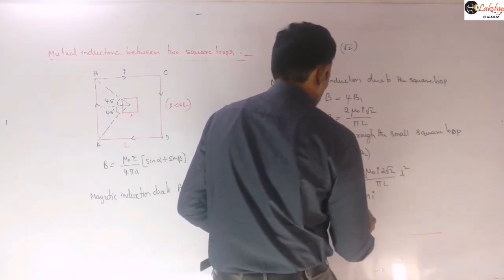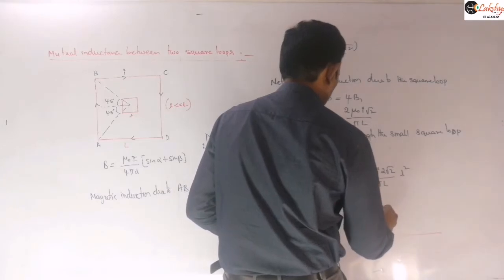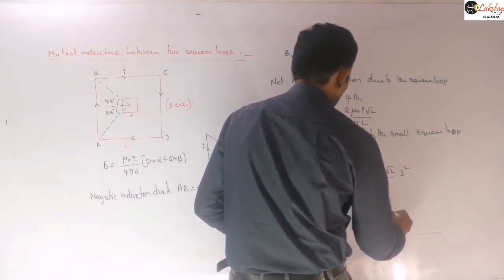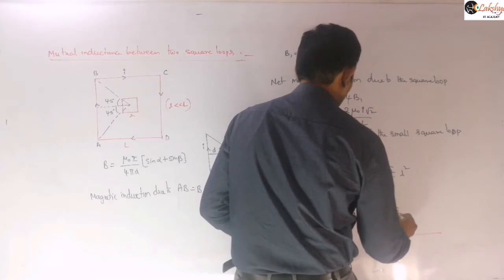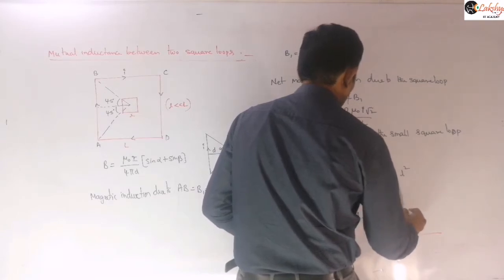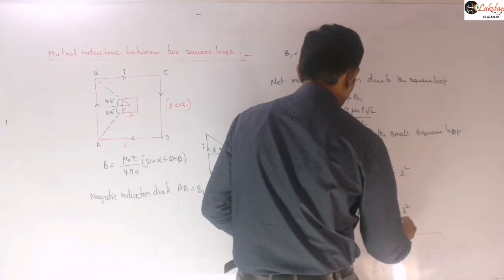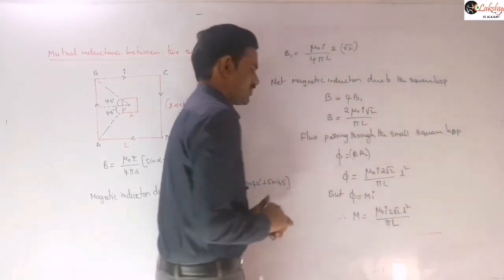And therefore the mutual inductance between them, we can write as mu naught I into 2 root 2 into L square by pi into capital L. So that is our mutual inductance.